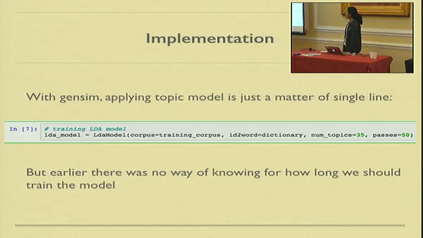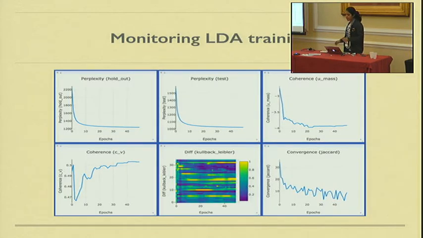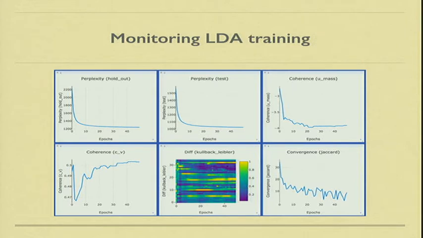So yeah, in gensim we have simply a one-line implementation for this. There are different types of topic model algorithms, but the most popular one is LDA. This is the API we use in gensim to train our topic model. But earlier there was no way of knowing when to stop the training or when our model has been sufficiently trained. So this summer I added a visualization interface as part of my GSOC project with gensim.